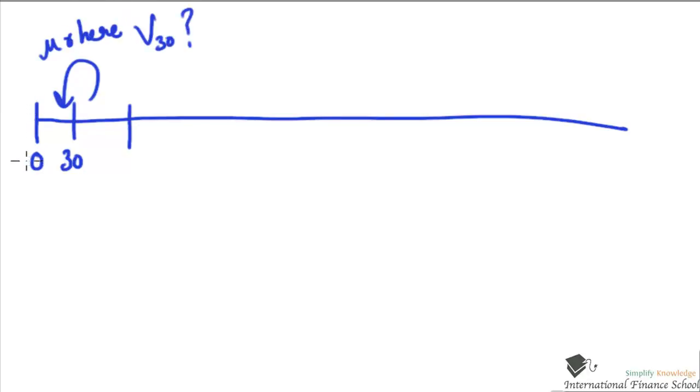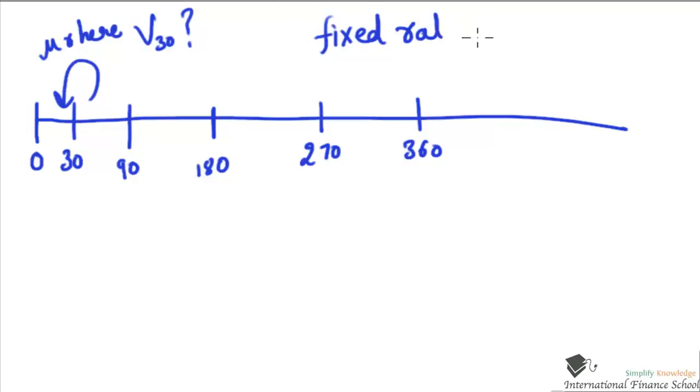You know that after every quarter, that means at 90, 180, 270, and finally 360, at every quarter there will be an exchange of fixed with a floating payment. Now let's look from the fixed rate side first. The guy who is paying the fixed rate, what is happening to him?